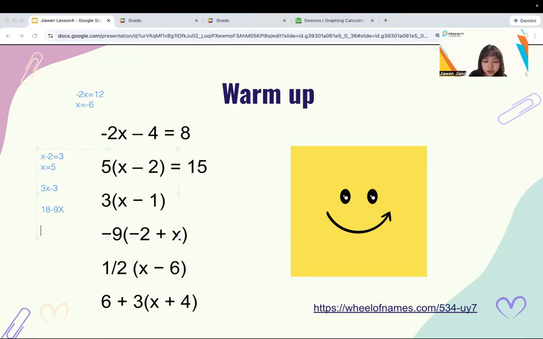Let's look at the fifth one. How do we distribute here? So we got 3 times x minus 3, because half of 6 is 3. Let's look at the last question. What do we do first? It's distribute, right? So we got 6 plus 3x and add 12. Combine like terms, so we got 3x plus 18. We must combine like terms at the end.